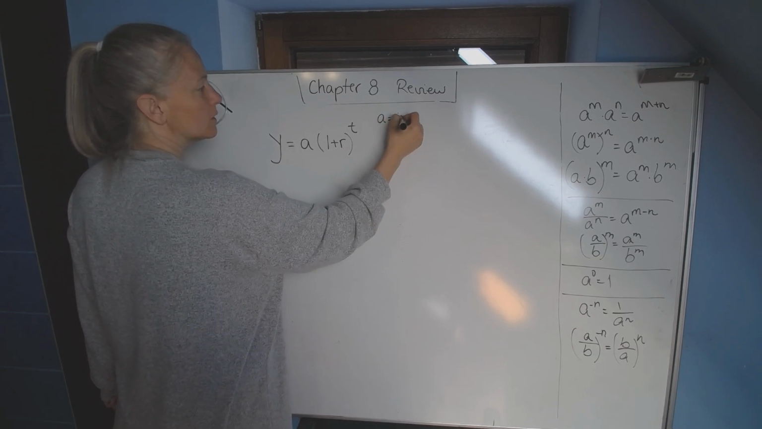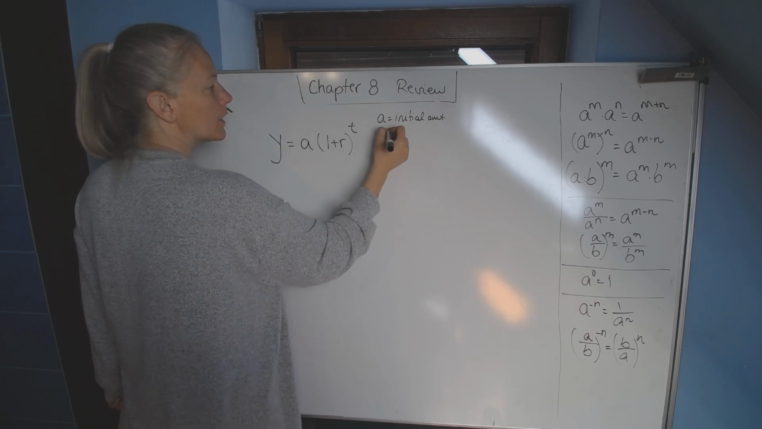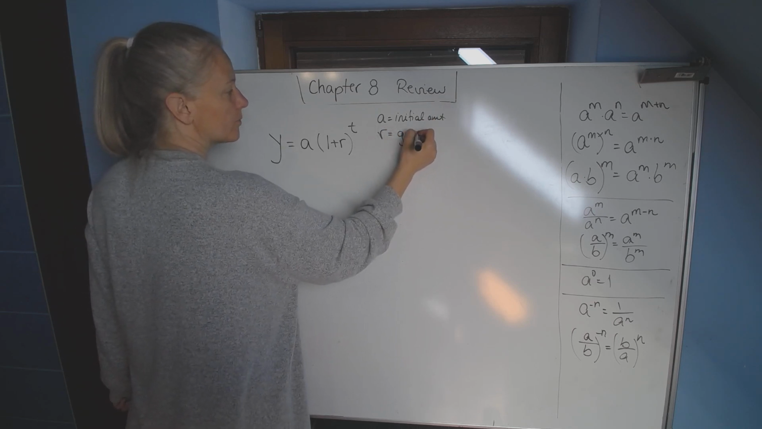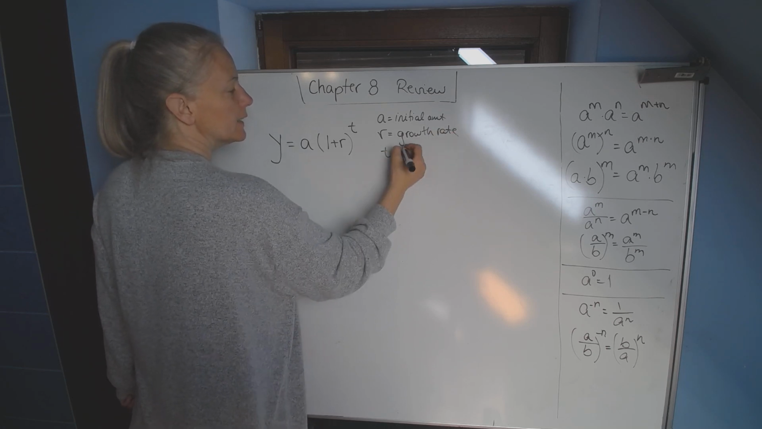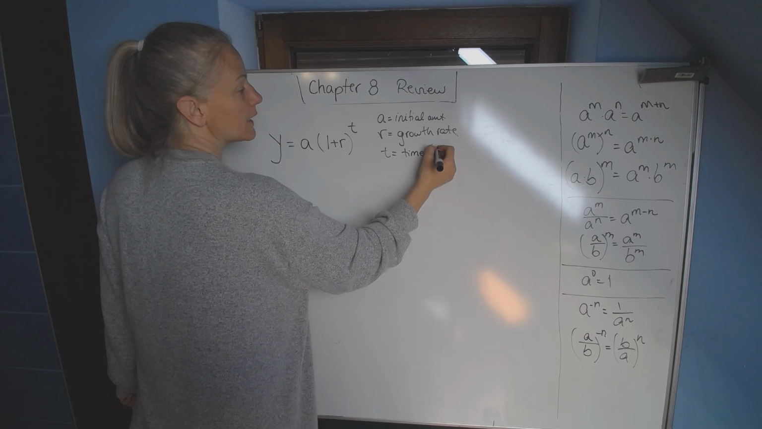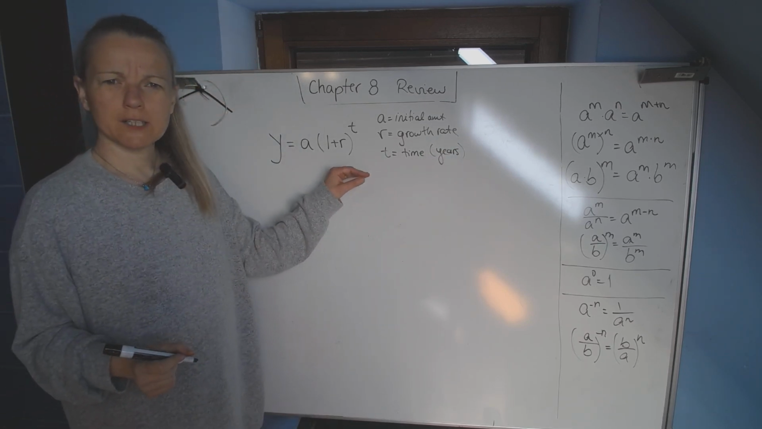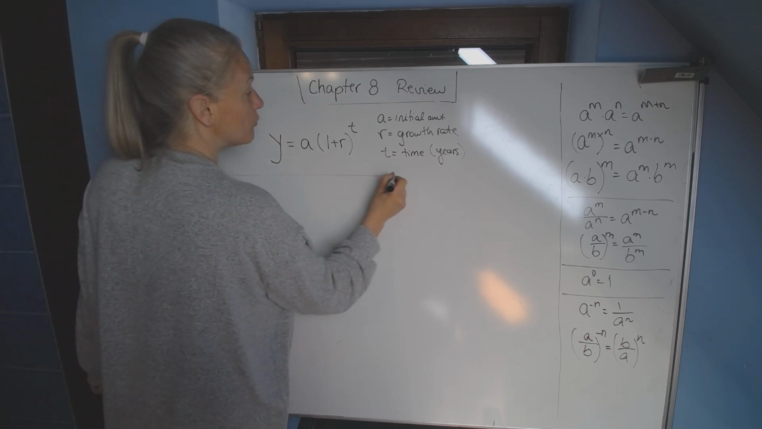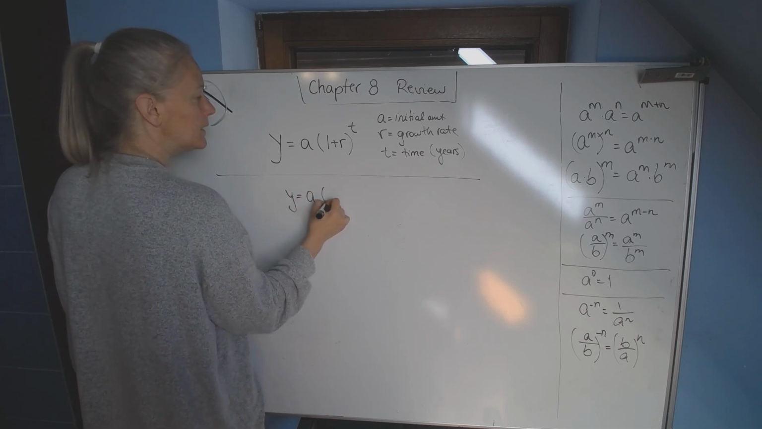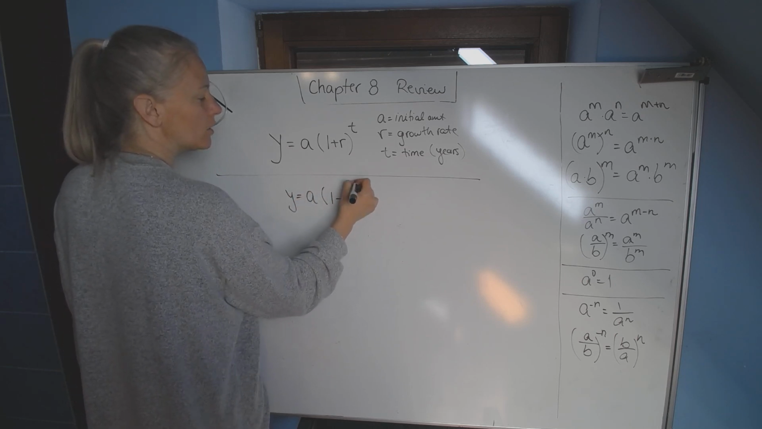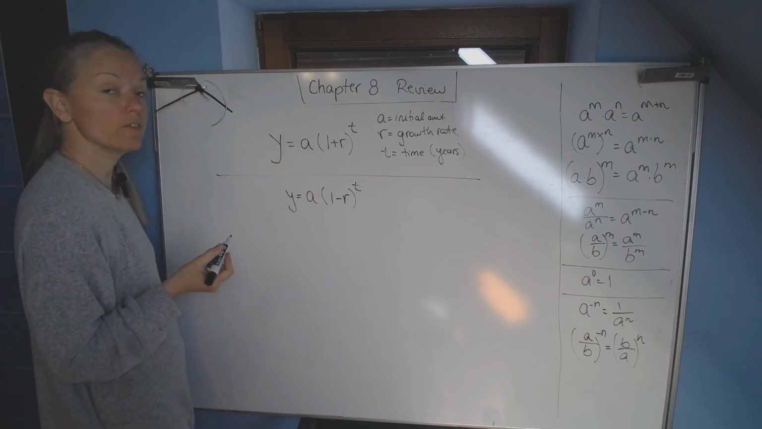A is the initial amount. R is the growth rate. T is my time, most likely in years. Okay, this is for your exponential growth. For the decay, we have the similar formula, y equals A, but this time it is (1 minus R) all to the T, right? Also, we said that 1 plus R is your growth factor.